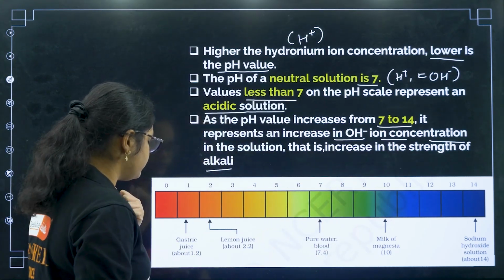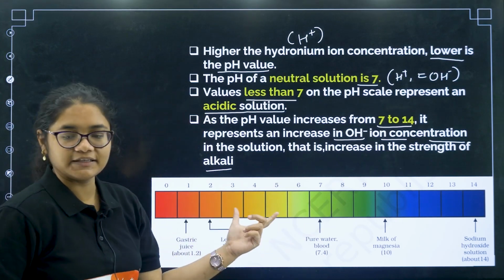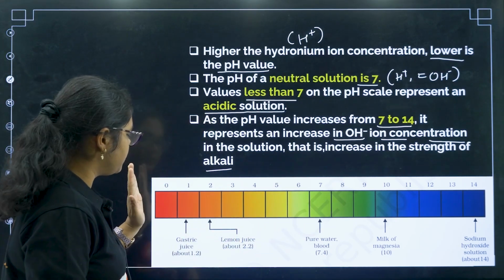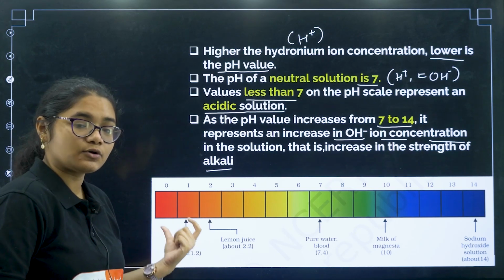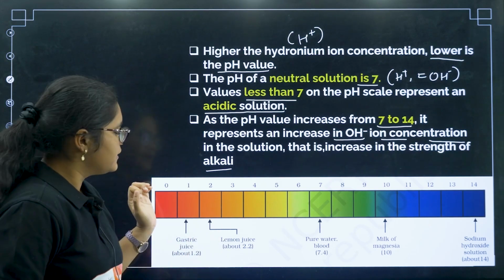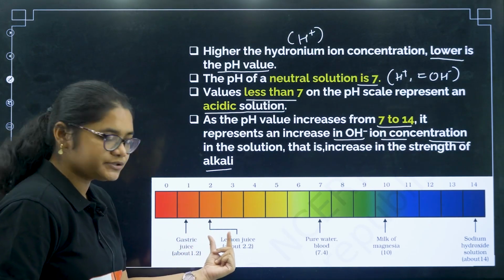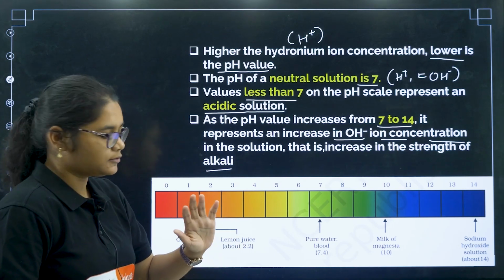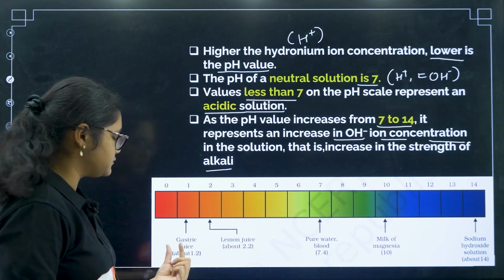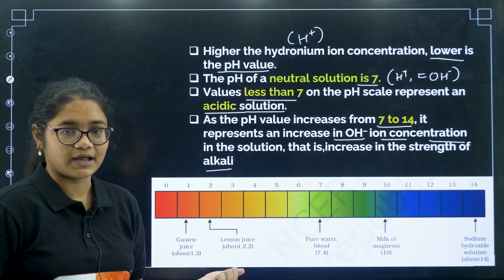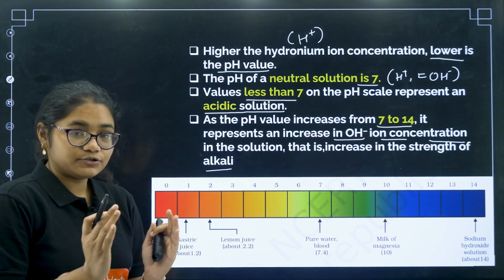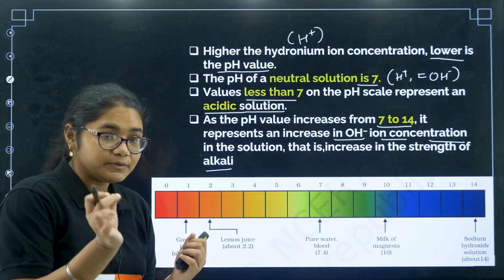Now if you see, this is the pH paper. You can see when the pH is 0, these are very strong acids. That means H plus concentration is very high. Next we go slowly towards lemon juice. Here the pH is 2.2, while the pH was 1.2 for gastric juice. So where is the H plus concentration higher? Now see, gastric juice is more acidic, so its pH will be less.